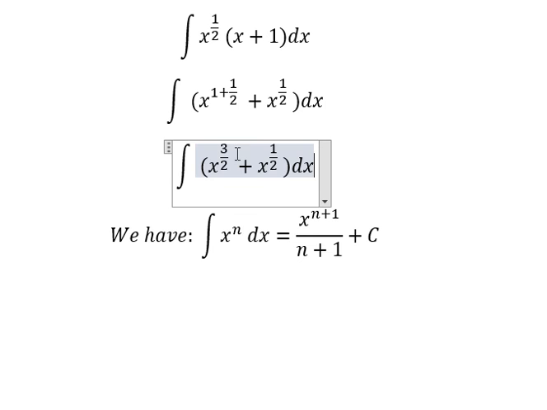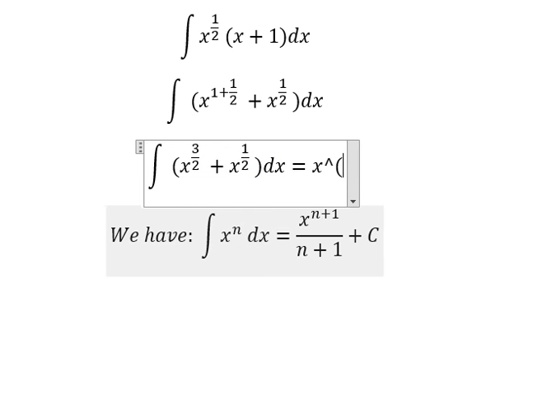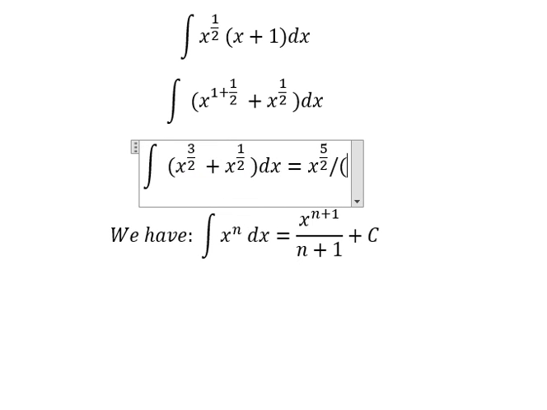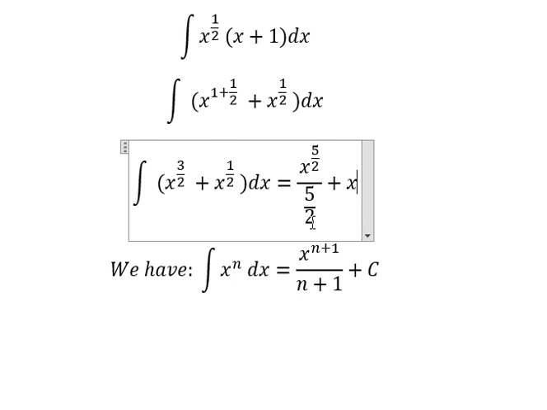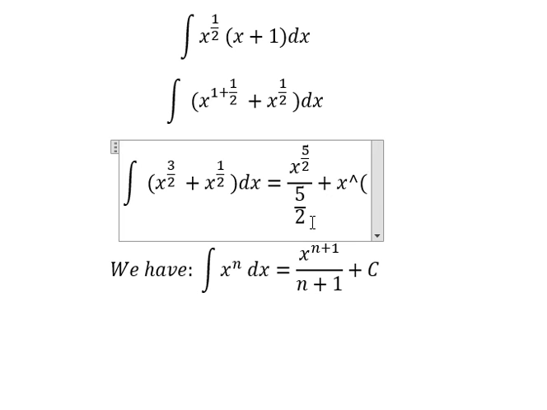So I will put 3 over 2 here, and we have 3 over 2 plus 1, we have 5 over 2. Similar for the second one.